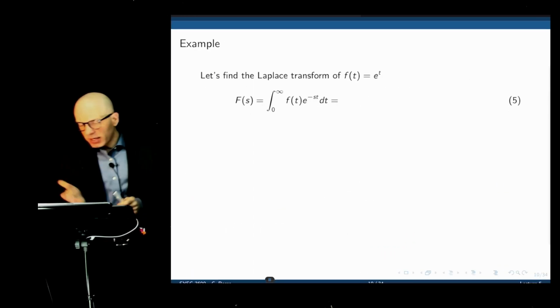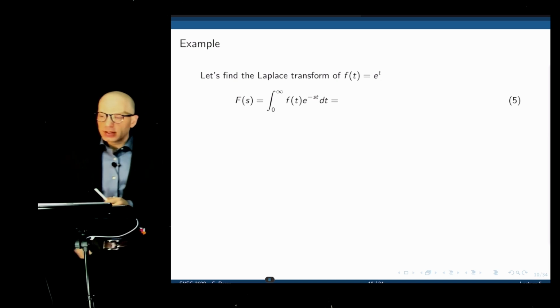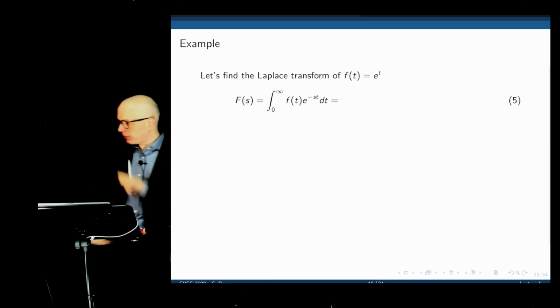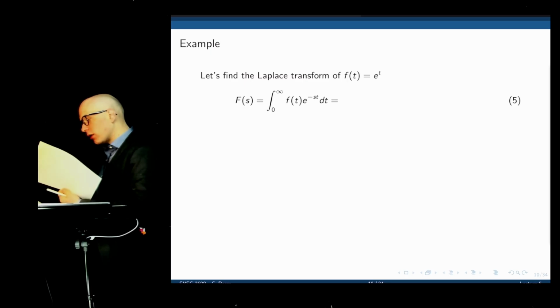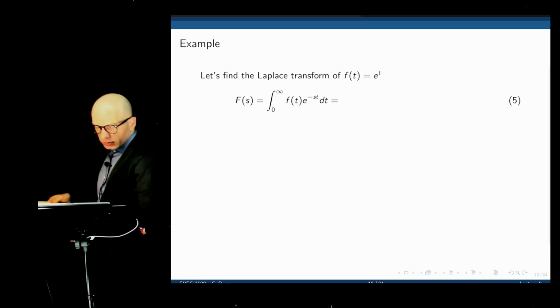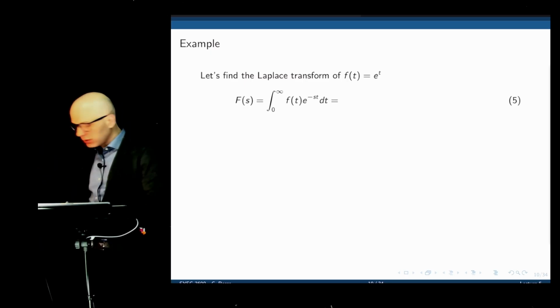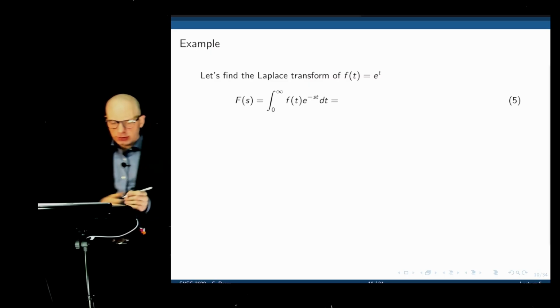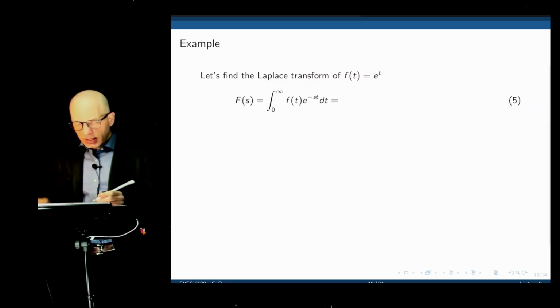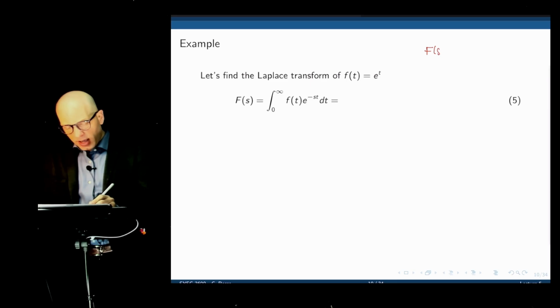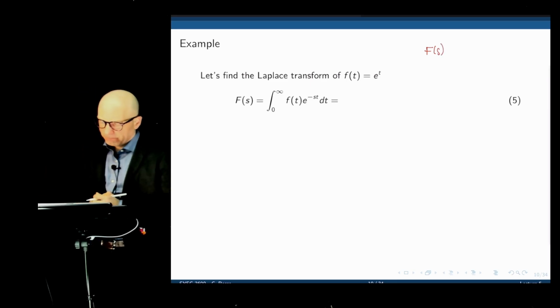Now, let's take one signal here and take the Laplace transform of it. So here we have a function of t that is simply e to the t, and you want to find the Laplace transform of this function. Well, if the function is f of t, when you take the Laplace transform, you're going to get F of s.